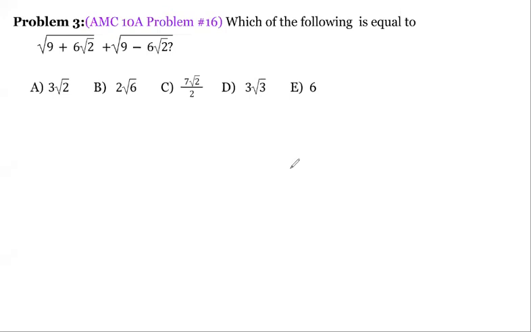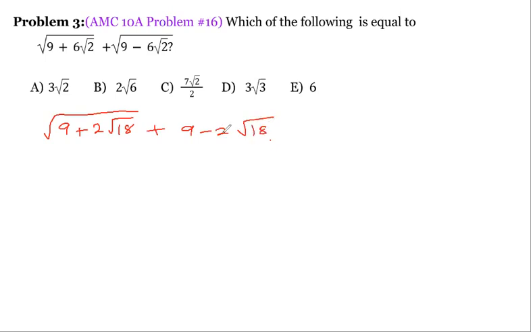The number 3 is an AMC 10 problem. This was number 16. So I'm going to just use the feature. This is not 2 again, so I'm going to make that 2. So 9 plus, this can be written as 2 times 3. So if I put this 3 inside, that will be 3 squared times 2, which is just 18.